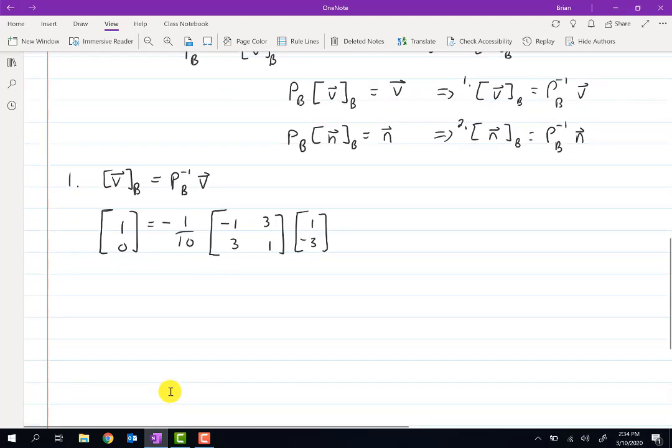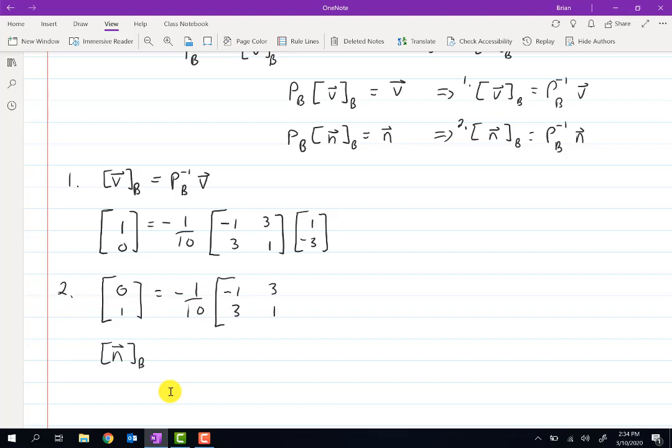For the second equation, we had 0, 1, I'll remind you underneath, this was N sub B, and that equals -1/10 times the matrix -1, 3, 3, 1, times -3, -1. You can multiply these out and see that they work.